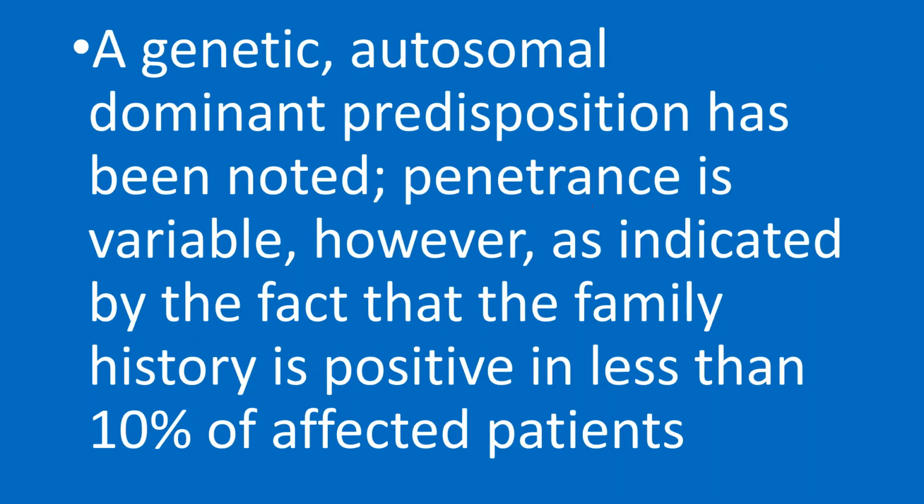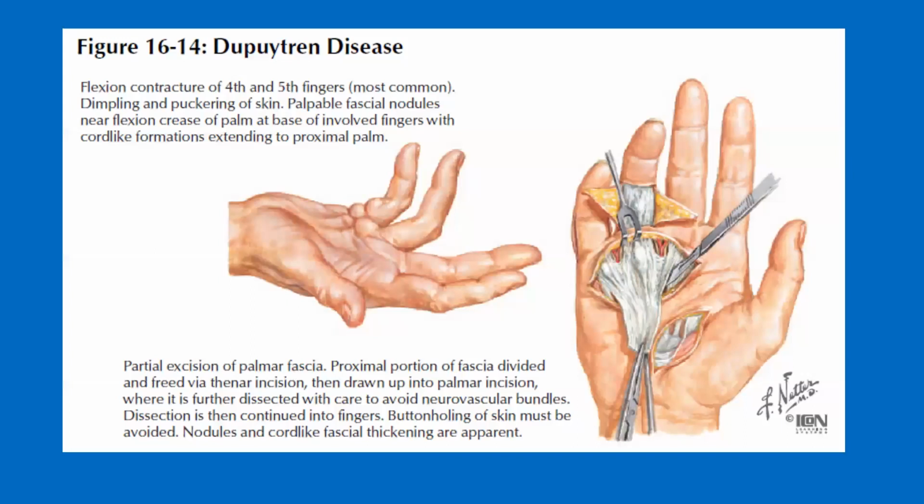A genetic autosomal dominant predisposition has been noted. Penetrance is variable, however, as indicated by the fact that the family history is positive in less than 10%. To the other fingers. It consists of fibroblasts and type 3 collagen. It's thick, you have to excise it. You have to pay attention to the digital nerves as you're doing so. And the problem with this is there is a high incidence of recurrence.